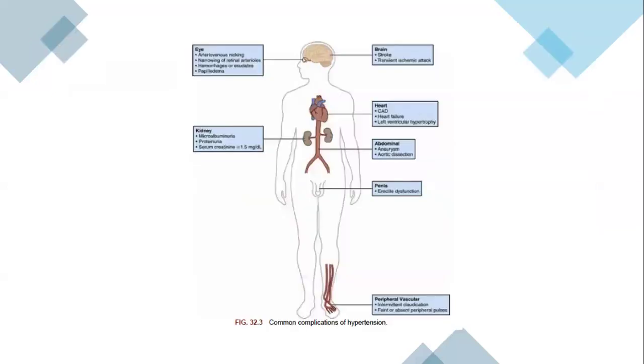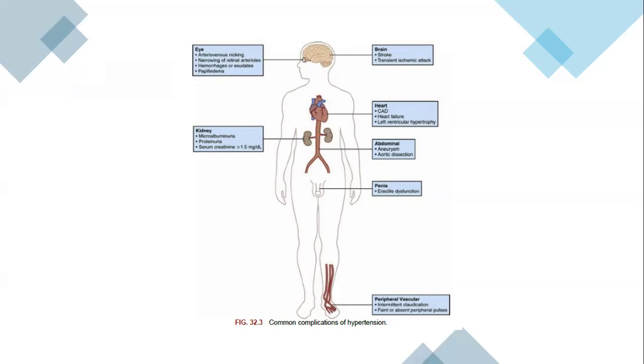Next, when everything is in sync, blood pressure stays within a normal healthy range, ensuring that the organs get exactly what they need, whether you are sprinting upstairs or resting on the couch. But when this balance is disrupted, when blood pressure becomes too high, it can silently damage vital organs over time, leading to serious complications like heart attacks, strokes, kidney failure, and even blindness. Here are the common complications of hypertension, as you can see in the picture.